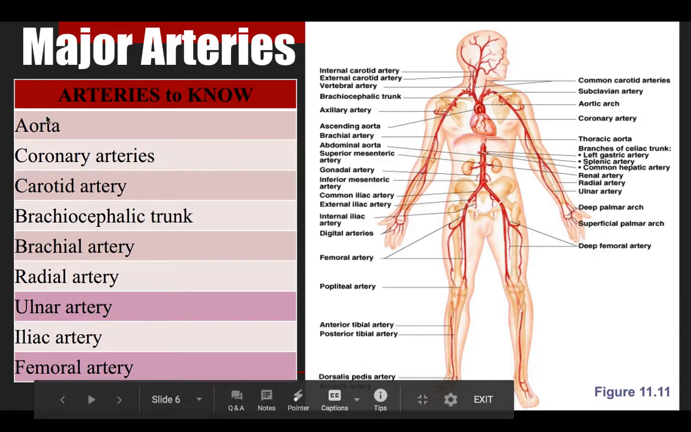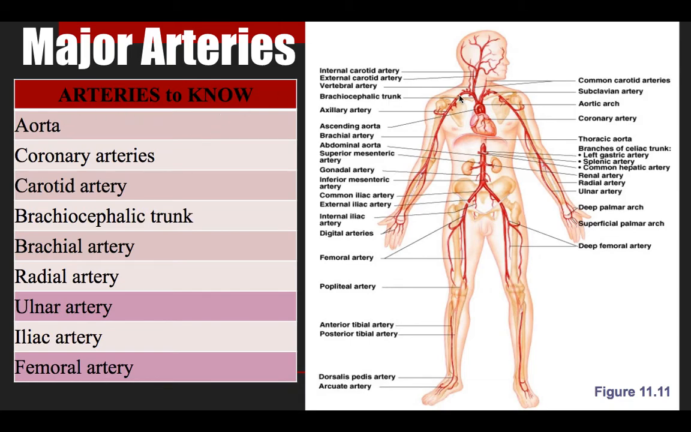So the arteries to know are the aorta. So here is the left ventricle of the heart, which pushes blood out through the aorta, which then goes up and then descends down. Before it does that, though, you can see that you have these two major arteries that come out from the aortic arch. So this is called the brachiocephalic trunk right here.